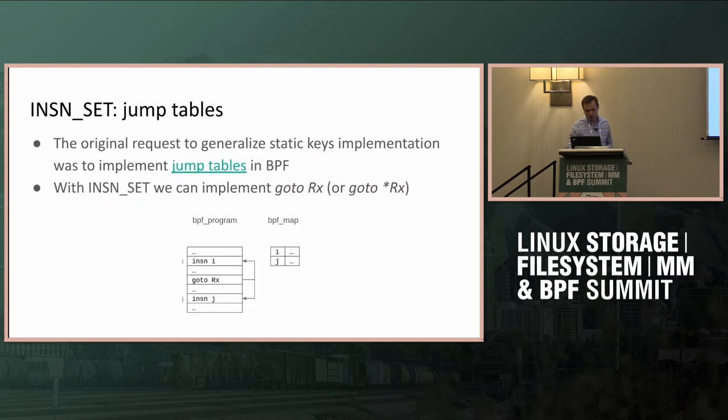The original feedback from Alexei was to generalize the implementation of static keys and introduce this instruction set map so that we can implement other features on top. Introducing this map and relocating it during verification time lets us have a new type, which is a pointer to an instruction. This, for example, lets us implement giant tables in indirect goto. How it's supposed to work is that we have a new instruction, goto register, and this register has to be loaded from a map of type instruction set, and then the instruction itself has to reference the same map. So during verification, it's not like BPF.